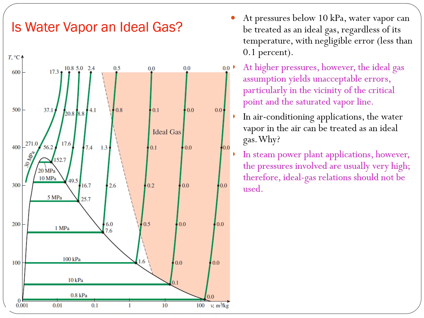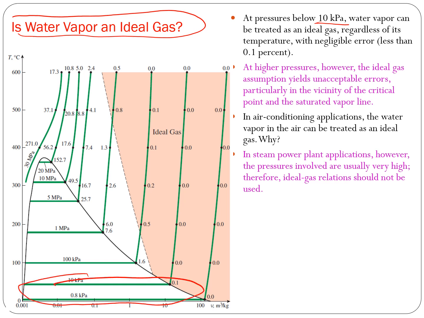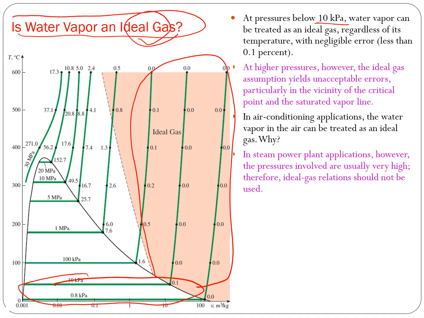Again, you may have a question like, is water vapor an ideal gas? We are saying that this equation can be used for superheated vapor. How good is your answer if you use it for water vapor? If you see this T-v diagram for water vapor at a pressure below 10 kilopascal, so in this region, and high temperature, which is the superheated region, you have a negligible error, so you can still use the ideal gas equation, and the error is not much.